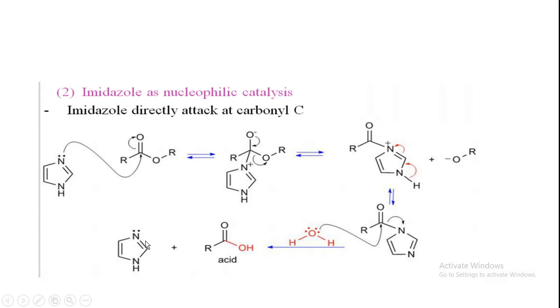We know the role of a catalyst: after the reaction it will regenerate its structure. Here it may break down or undergo whatever chemical modification, but after completion of the reaction it is again regenerating itself. This is the property of a catalyst. So here also imidazole is acting as a nucleophilic catalyst.